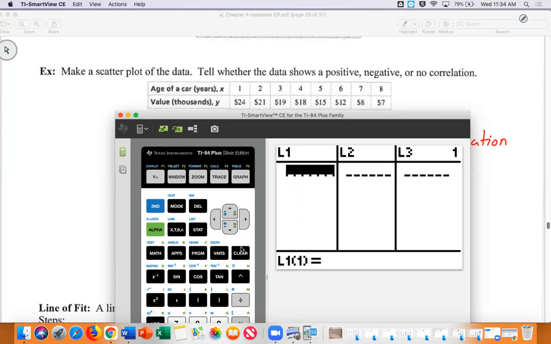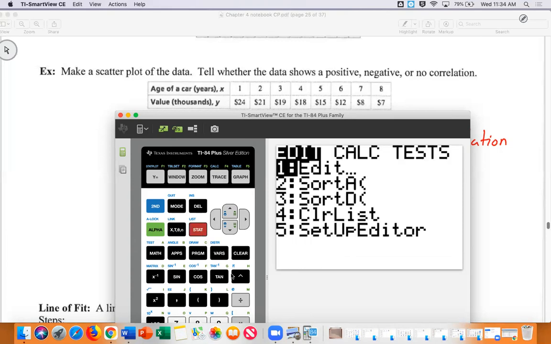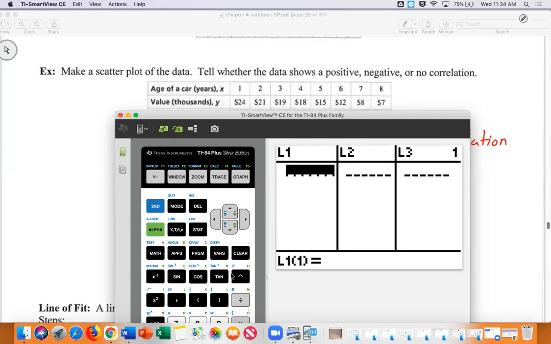Ava, you good? Still trying to figure it out? All right, one more time. Did you turn on the app? Hit Stat. It's by the arrows. You see that? Then hit Enter on Edit. Does your screen look like this? Yeah, my screen. Oh, wait, never mind.